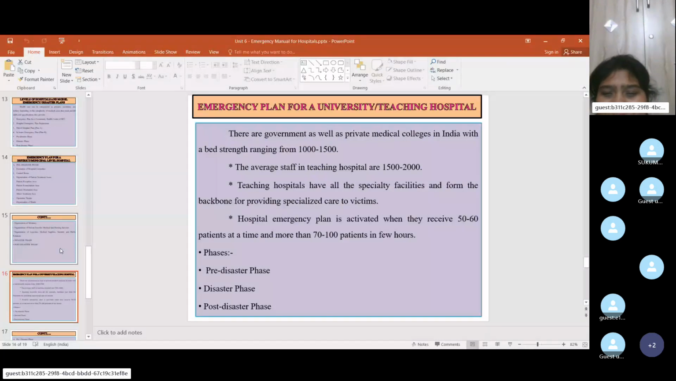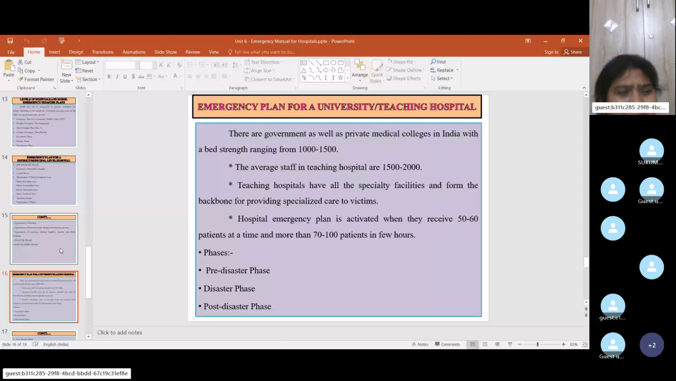Hospital emergency plan is activated when they receive 50 to 60 patients. Whenever the emergency plan is activated and there is an arrival of 50 to 60 patients, the schedule is completely changed before the casualties come in. Also, the patients who need 24 by 7 care are handed over to certain staff, and the other staff work on the people who are going to enter the casualties.